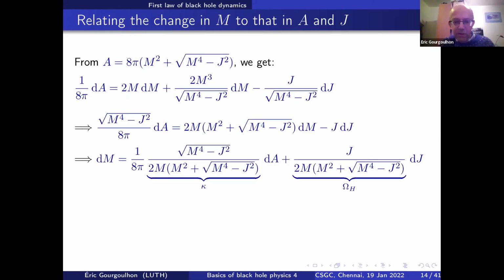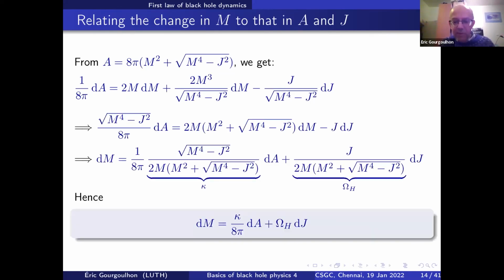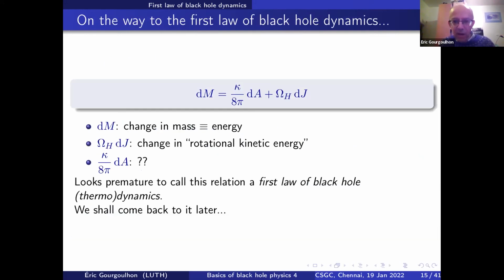Okay, so we obtain, at the end of the day, a very simple formula relating the small change in the mass of a Kerr black hole due to a perturbation in terms of a small change in area and the small change in the angular momentum. It's given by this very simple, very nice formula. This is the so-called first law of black hole dynamics. Well, we would like maybe to call it first law of black hole thermodynamics.